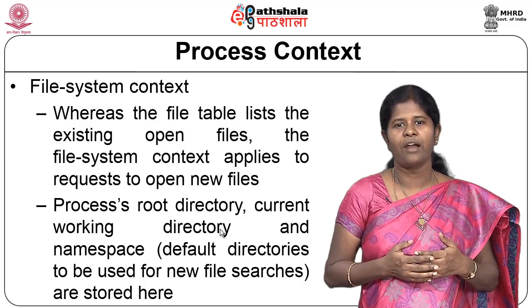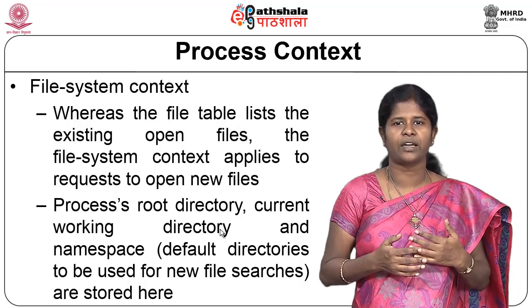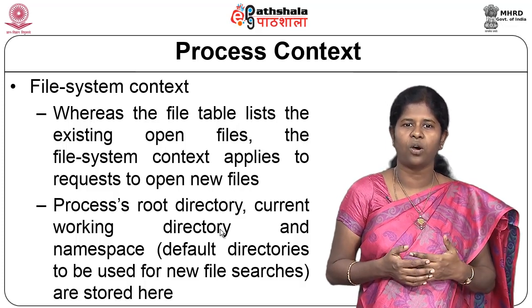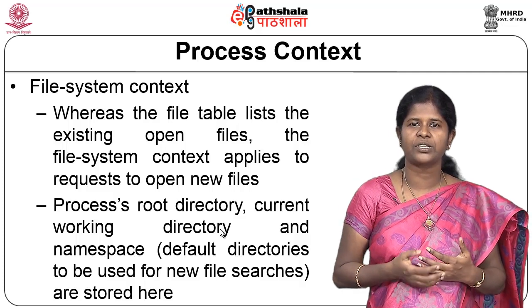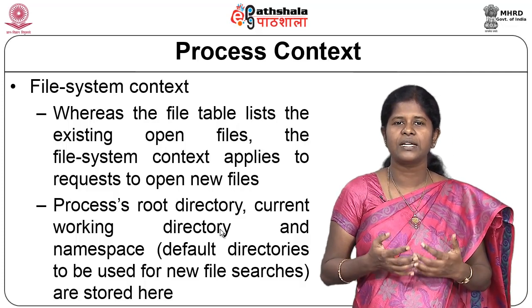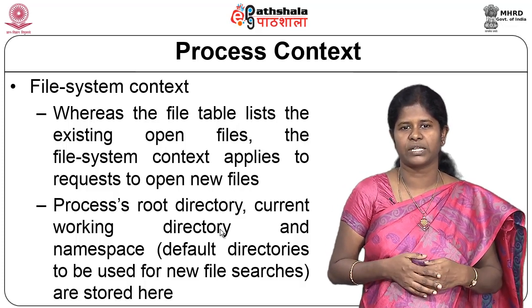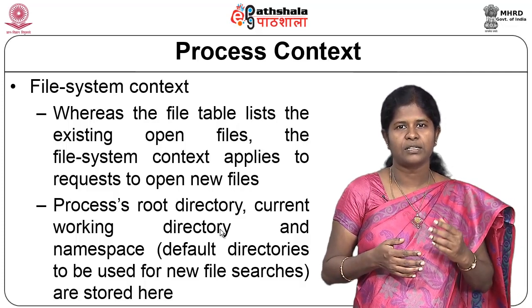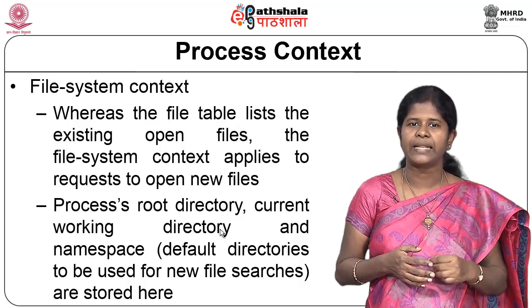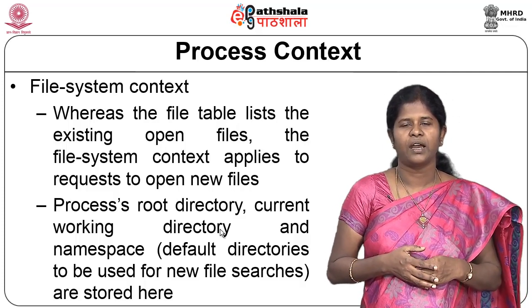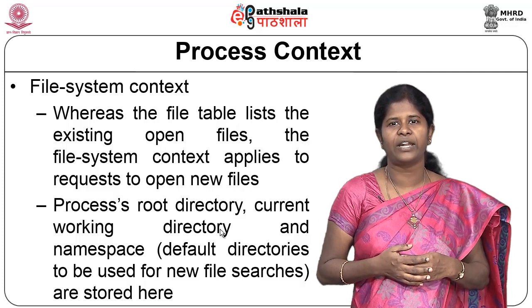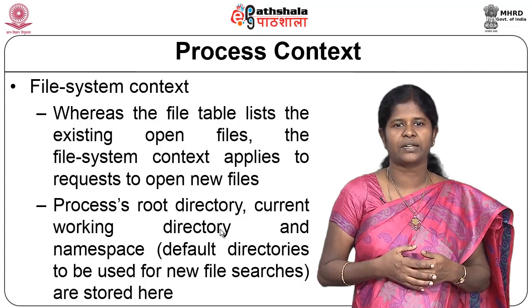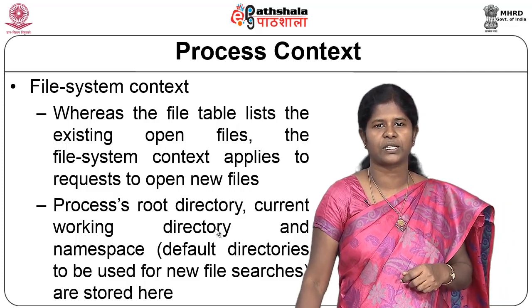So, a process has a current root directory, a current working directory, and a namespace all of its own, and all this information about the process is stored in this file system context. So, the current root directory is specific to a particular process and is stored in the file system context. It can also have information about the default directories to be used for new file searches, say the current working directory. All these are stored in this file system context.